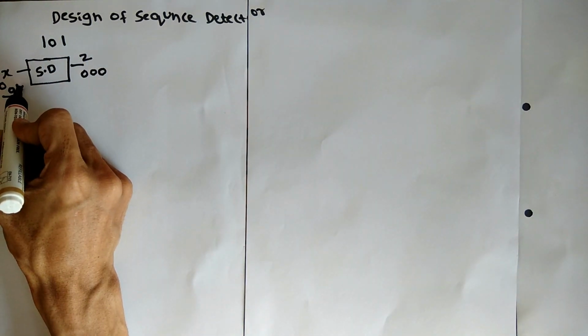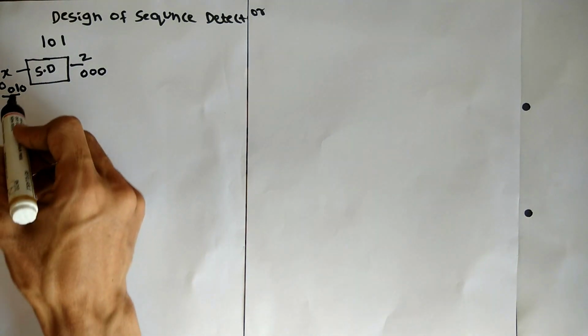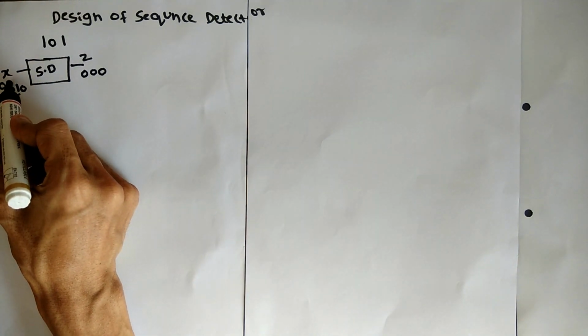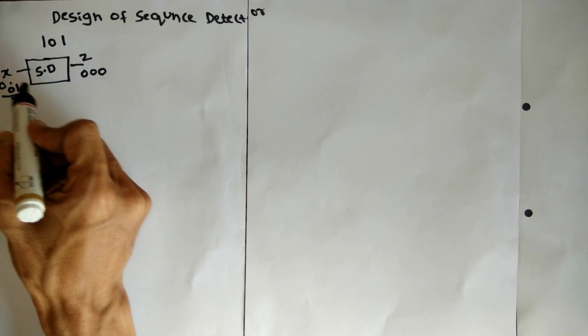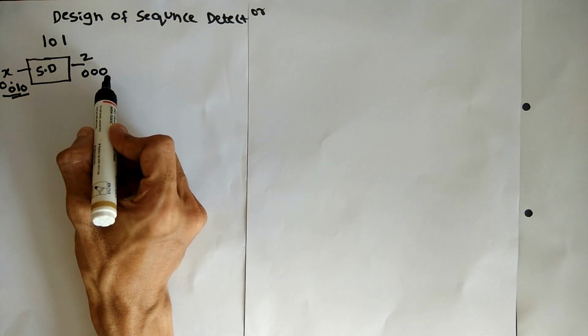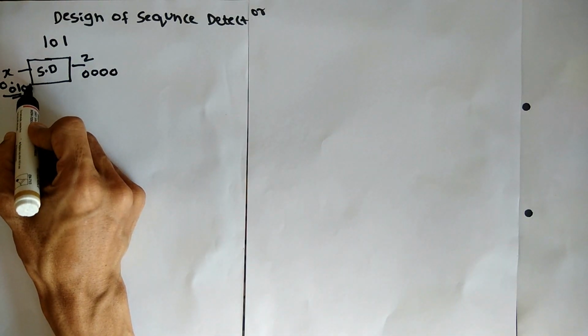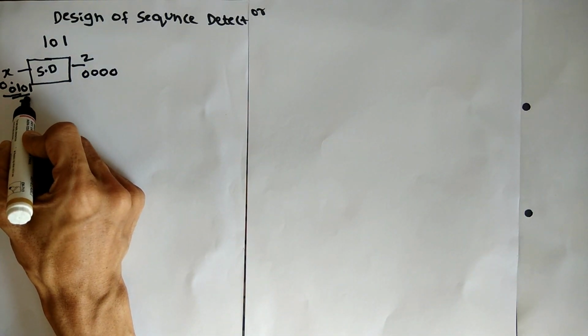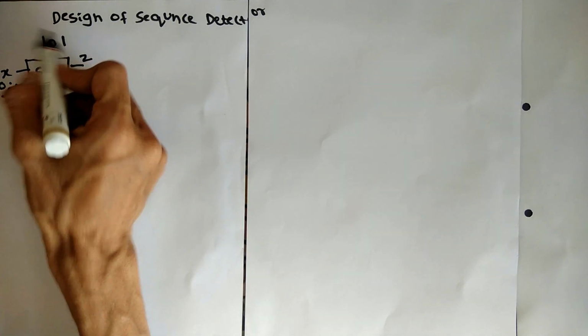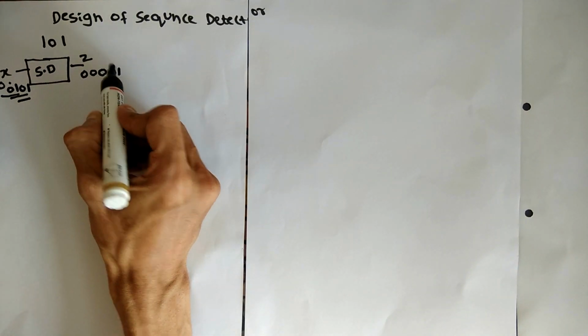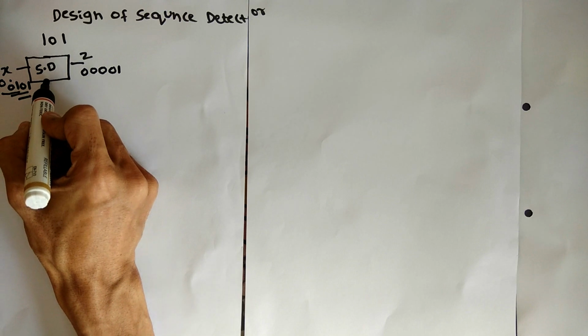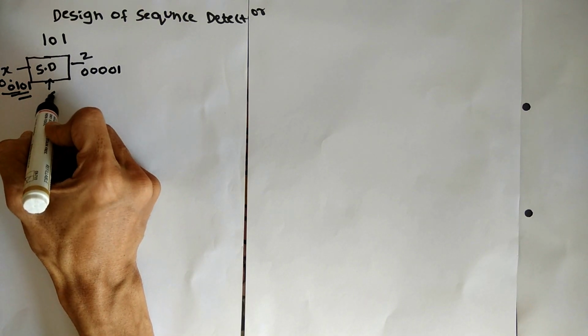If you give one more number, 0, it will take the last three bits, 010. 010 is not the sequence, so it is again 0. If you give 1 again here, it becomes 101. If it is 101, the sequence is detected, so it becomes 1. This way we can detect the particular sequence in the X input. So here we have to give a clock pulse, and at each clock pulse the input is varying.